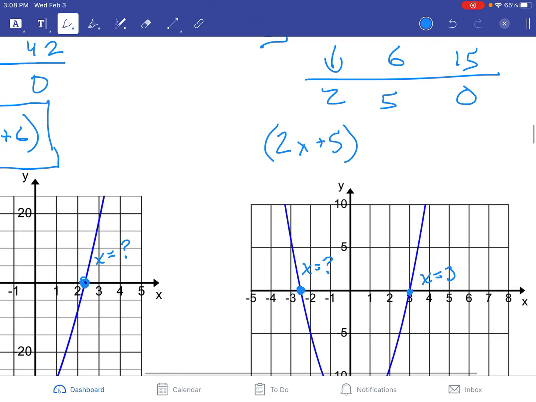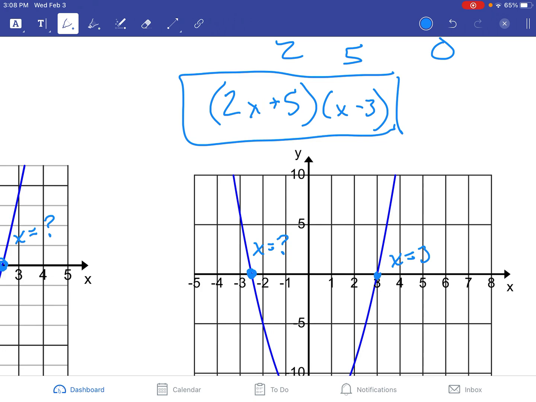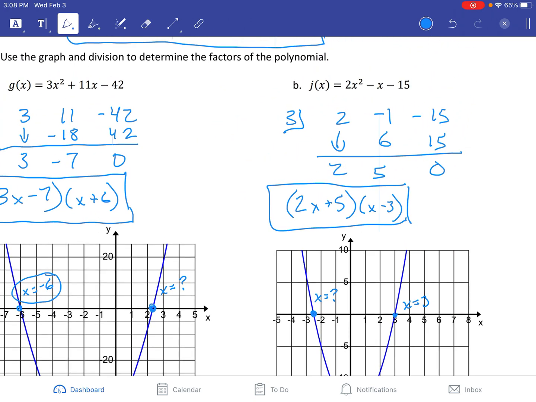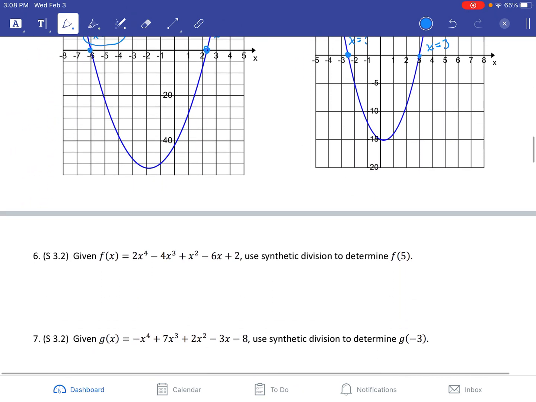And the other factor, if we take x equals 3 and put it back to be a factor, we have to subtract 3, so it's going to be x minus 3. And these are the two factors that make up the graph and the equation. Okay?